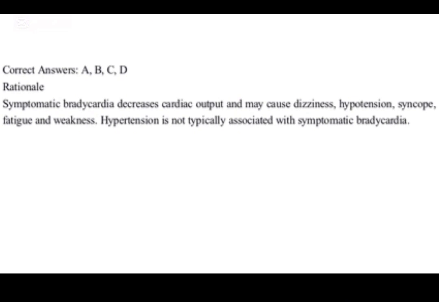Rationale. Symptomatic bradycardia decreases cardiac output and may cause dizziness, hypotension, syncope, fatigue and weakness. Hypertension is not typically associated with symptomatic bradycardia.